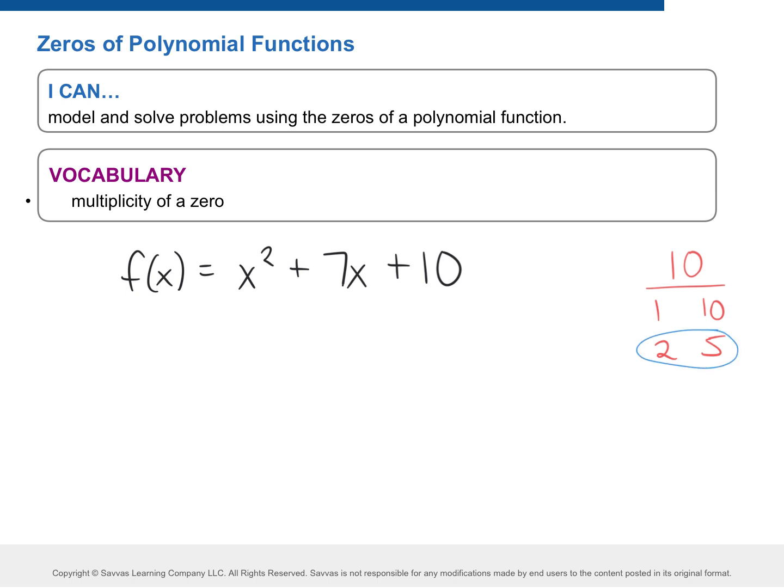Do I need to change them? No. How did I write my answer to that? x equals 2, and then x equals 5. Close. There's one thing right before that. We write it as x plus 2 and x plus 5.